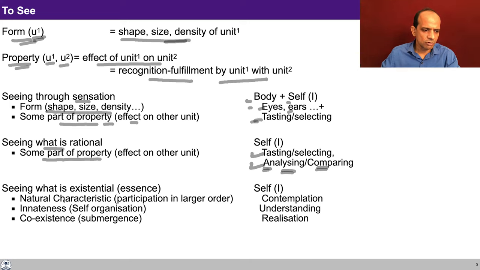Now, when I go to see what is existential, that is the essence part, the natural characteristic, that is participation in the larger order, innateness, that is self-organization, and coexistence, that is submergence, I am able to see at the level of higher activities of the self. So I contemplate upon the natural characteristic. I understand the harmony, the innateness, and I realize the coexistence, that is submergence. And these are the higher level activities of block B1. So this is how I see the different aspects of a reality, isn't it?